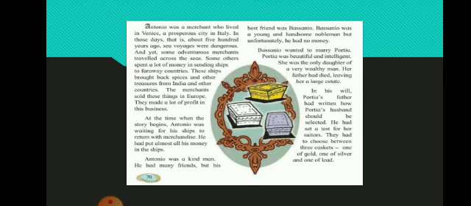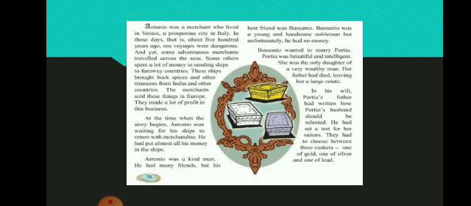Prosperous is an adjective here for the noun city in Italy. Prosperous means successful, usually by earning a lot of money. So here prosperous city means successful city. In those days, that is about 500 years ago, sea voyages were dangerous. You know voyages. Voyages means long journeys through the sea. So in those days, sea voyages were dangerous.